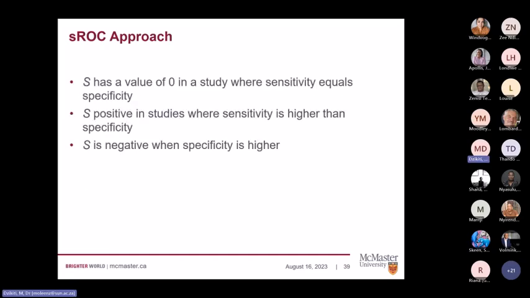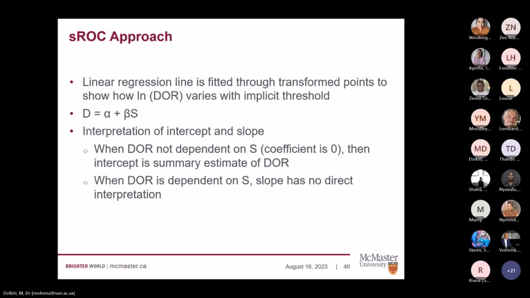And once you have this, you can do this linear regression. But for the value of S, if it's zero, then the sensitivity and specificity are equal. If S is positive, sensitivity is higher. And if S is negative, specificity is higher. So once you do that, you do a linear regression where you have the diagnostic odds ratio, alpha, and beta times S. Now, this seems pretty straightforward, but the interpretation is a bit challenging. When S is zero, then the intercept here is obviously the summarized diagnostic odds ratio. However, when S is not zero, the diagnostic odds ratio is dependent on the threshold and there's no direct interpretation.